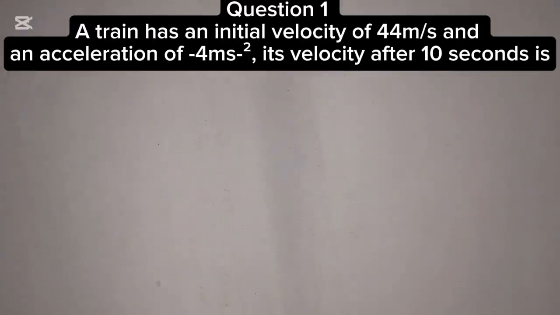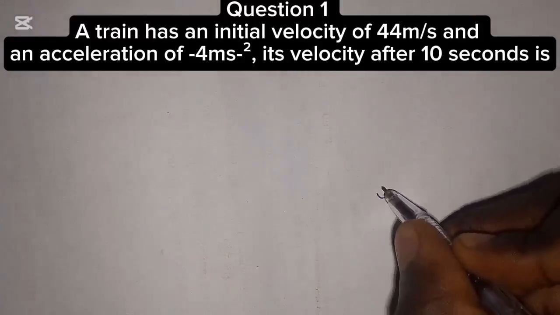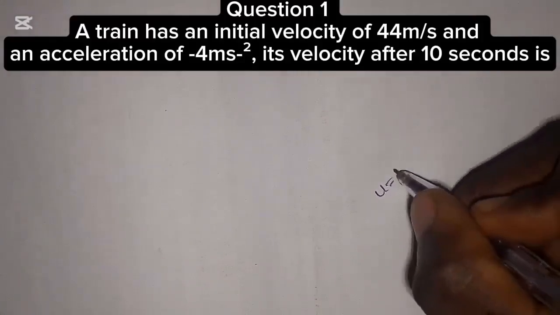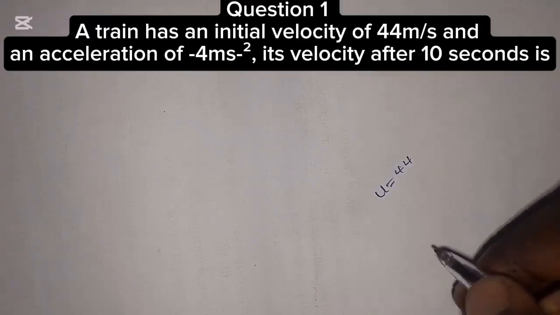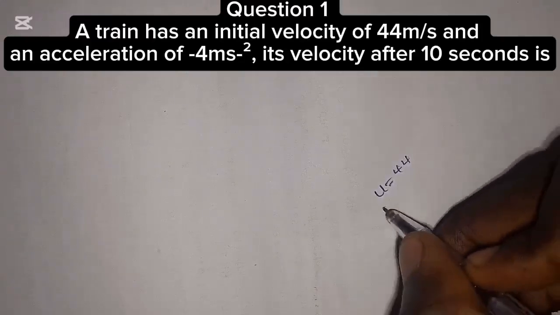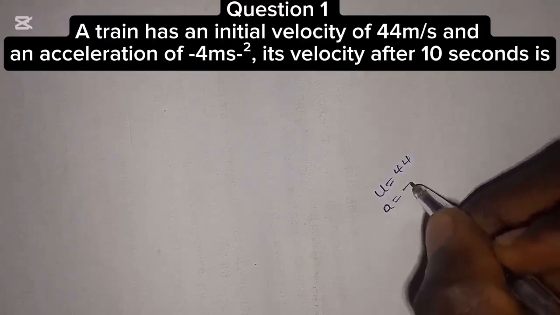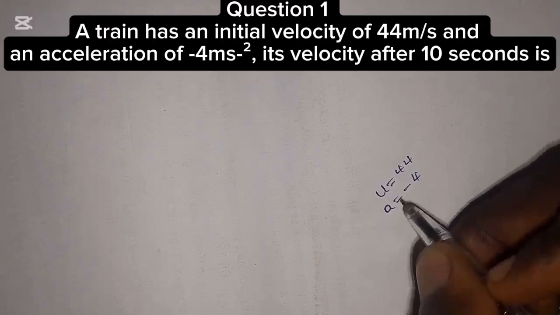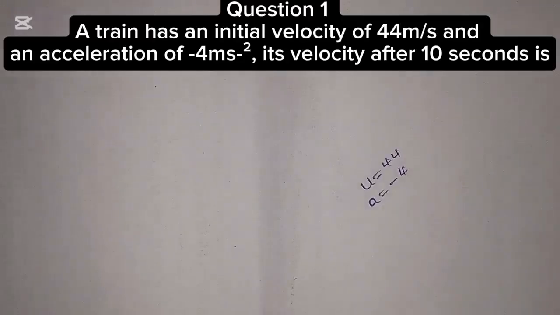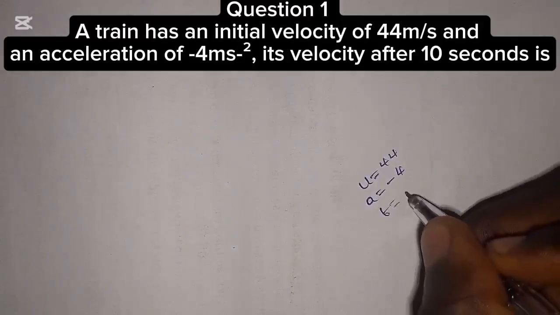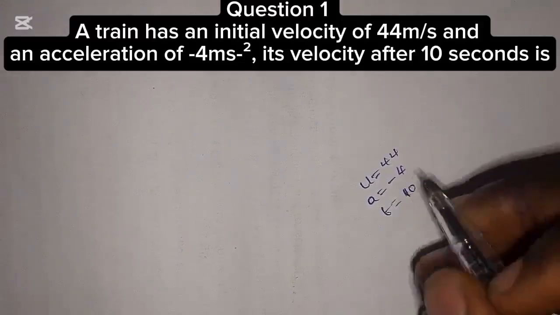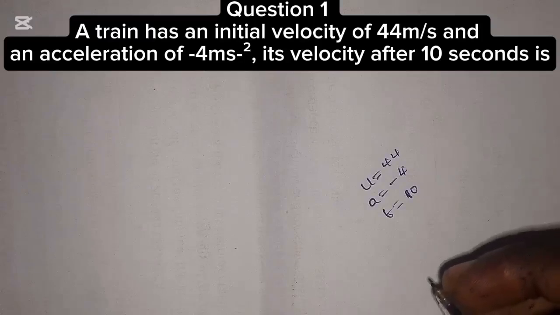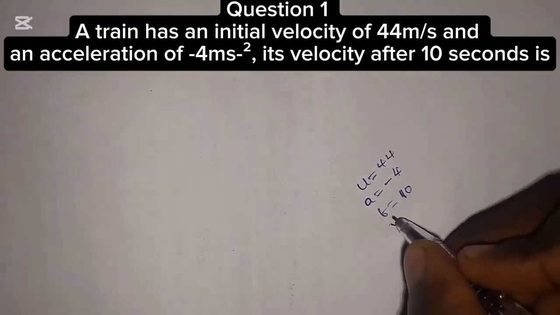Now at first, if you want to solve any question, identify the parameters. The initial velocity, which is u, was given to be 44. Then the acceleration was minus 4. This acceleration is talking about deceleration. Then the time was 10. And they say we should look for the final velocity, which is v.